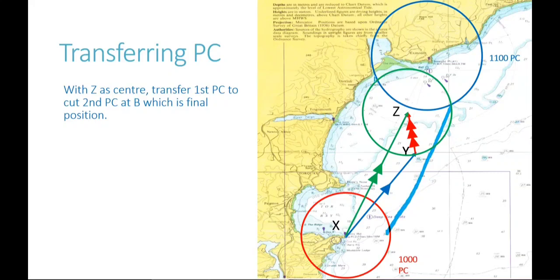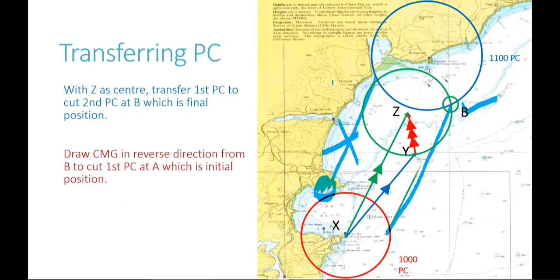But if you apply this CMG here, see, this is where the initial position comes somewhere, so certainly this cannot be our position. So this intersection point is our position, and we mark it as B, our final position. Now, if you apply the course made good in the reverse direction, you will reach up to the red circle, and wherever it touches the red circle is our initial position.